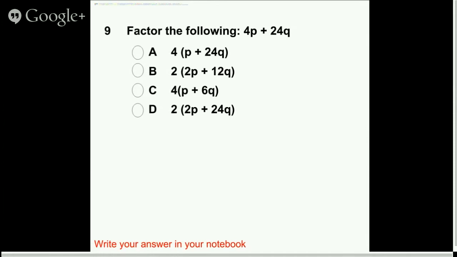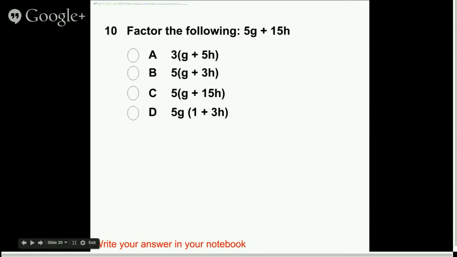All right, factor the following. Go ahead and pause it. The correct answer is C. You take the 4 out, you get a P and a plus 6Q. Try this one. Go ahead and pause it. Okay, if you pull out the 5, you get 5G plus 3H. So B.